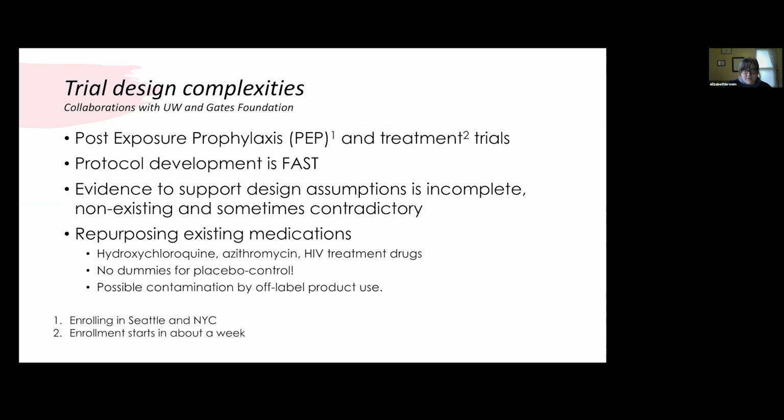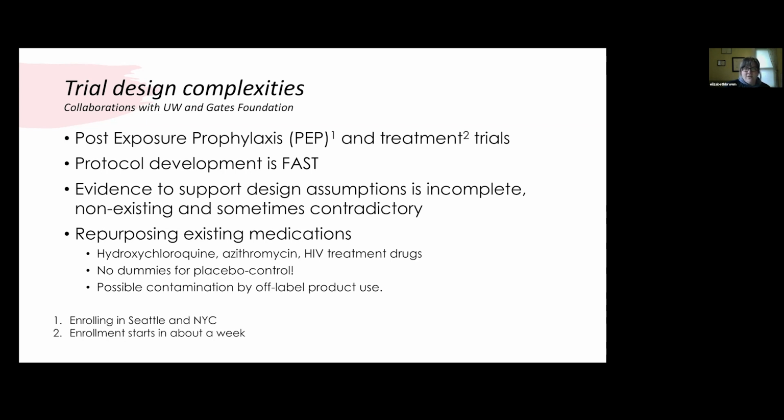Tom mentioned one of these, which was the post-exposure prophylaxis study. I'm also working on a treatment trial, and these are both with UW and funded by Gates. What's really different in these times is that protocol development is fast. I told you the last 3 Sundays I've been contacted, and the first of these protocols is already enrolling. You move through these very quickly, much more than usual, when protocol development takes months.